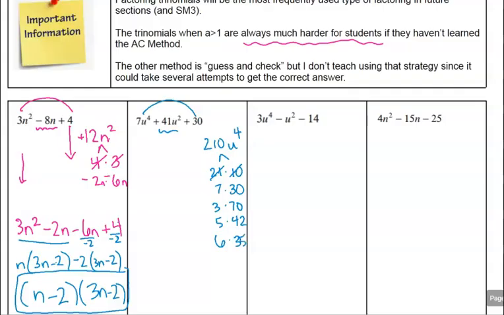And so this one was a little harder because of all the factor choices. 210 is kind of large, and that is what makes it a lot harder when a is greater than 1. So I know if I add these together, I will get 41. So that's what we want. We're going to split up u to the 4th as u squared and u squared. So 7u to the 4th plus 6u squared plus 35u squared, and then we still have that plus 30.